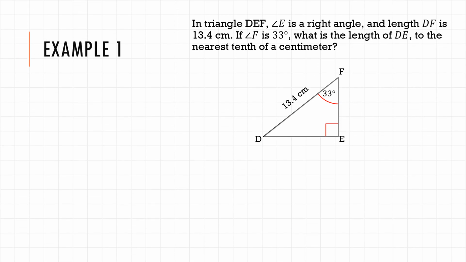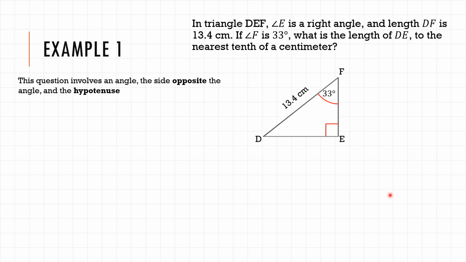Let's do some examples. In this triangle, this is a right angle. D to F is 13.4 centimeters, and angle F is 33 degrees. What is the length of DE? Well, this question involves an angle, the side that is opposite the angle, that's DE, and the hypotenuse. So if I'm trying to use the opposite and the hypotenuse in my question, which ratio do you think I have to use?